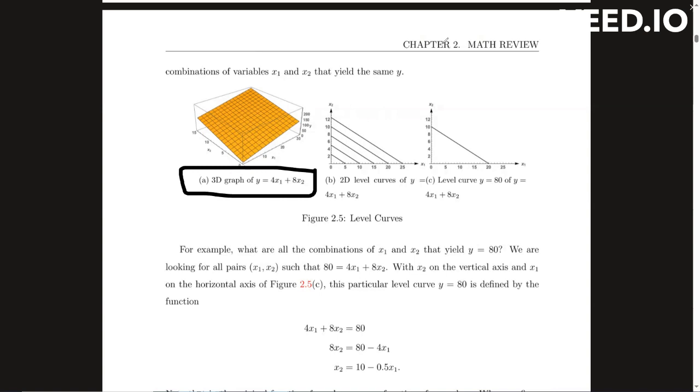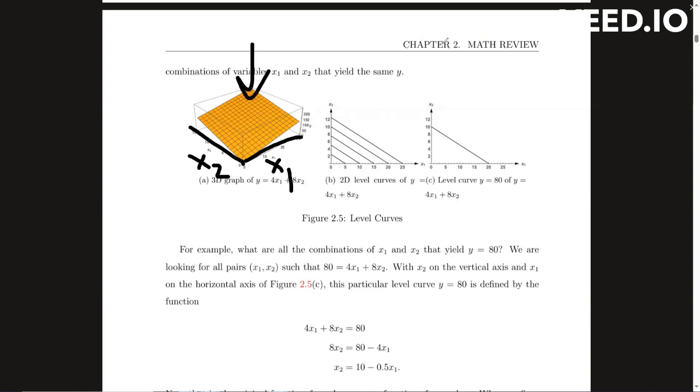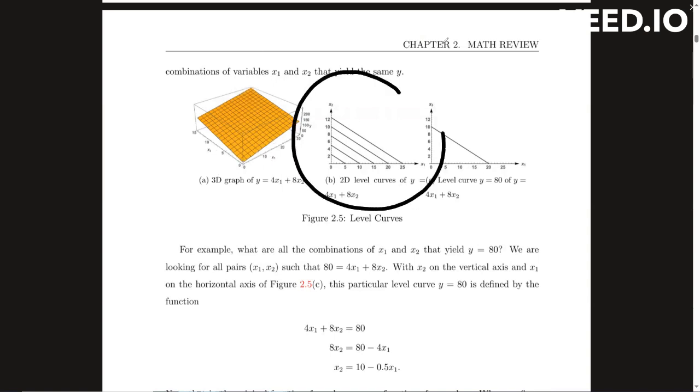Okay, so this is x1. This is x2. If you look straight down on the graph from a bird's eye view, it's three-dimensional, but this is looking straight down. This is the 2D contour map.